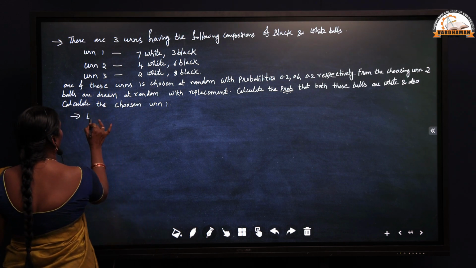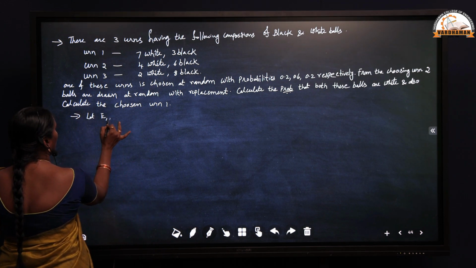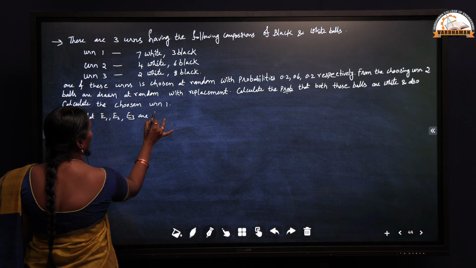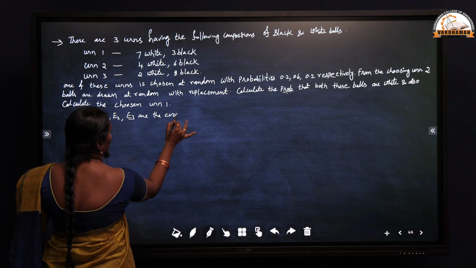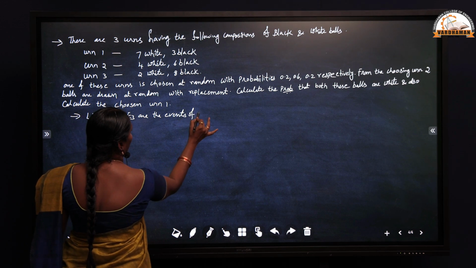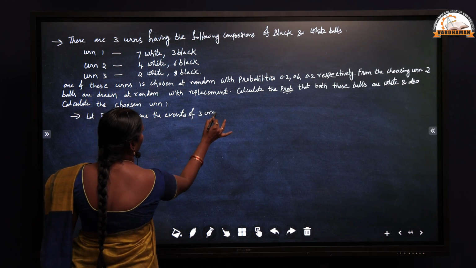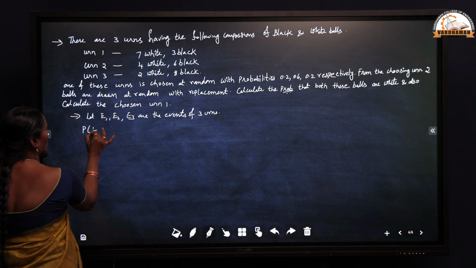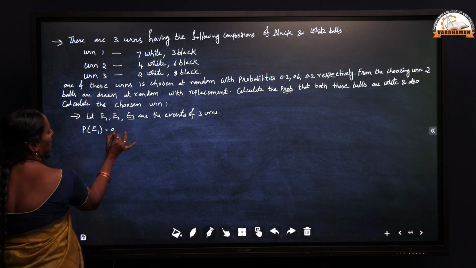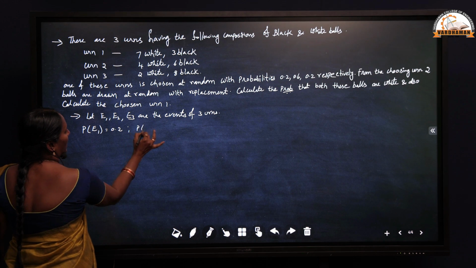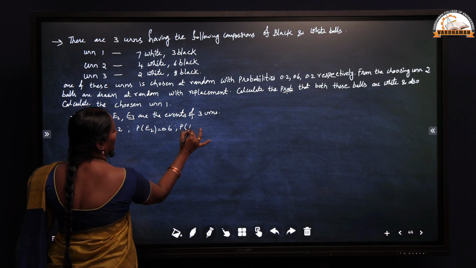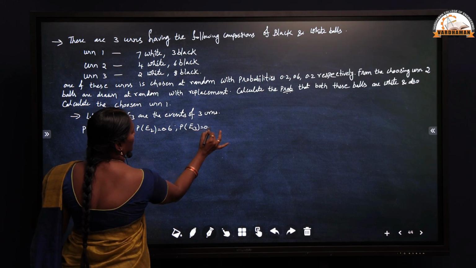So how many given events are there in the problem? Let E1, E2, E3 be the events of the 3 urns. So which have the probabilities of what? P of E1 is equal to 0.2, P of E2 is equal to 0.6, and P of E3 is equal to 0.2.